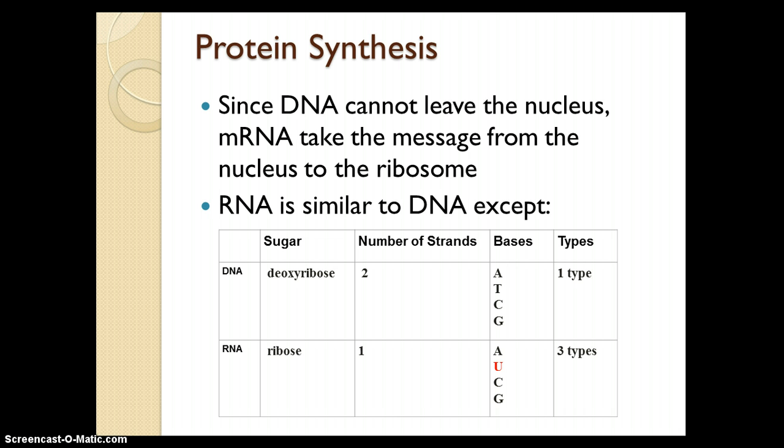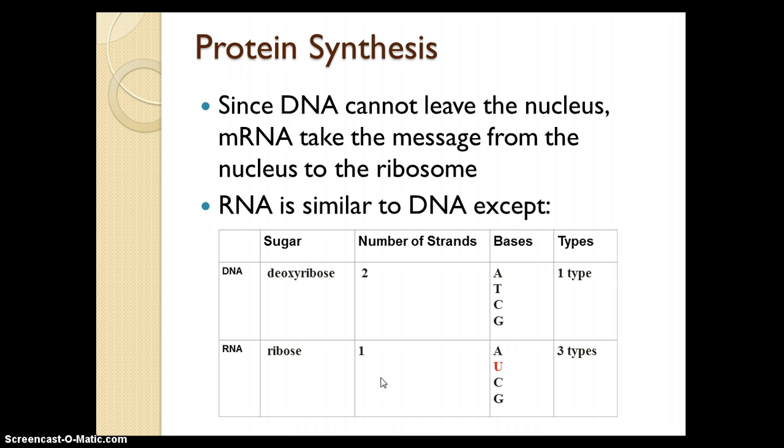Just to review from what you read about, mRNA, or RNA in general, is similar to DNA except for a couple of things. They have different sugars: DNA has deoxyribose, RNA has ribose. DNA is double-stranded and RNA only has a single strand, with one backbone and one length of bases.